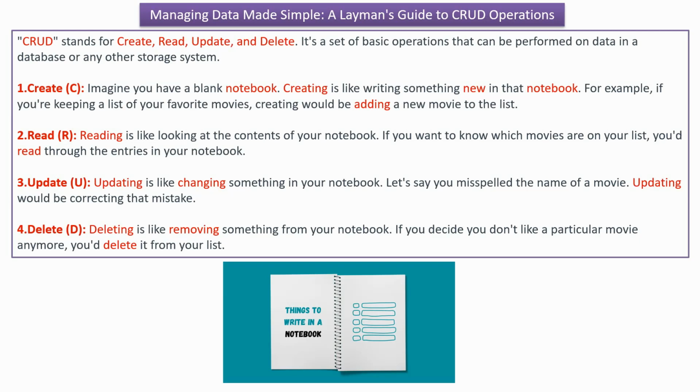Reading is like looking at the contents of your notebook. If you want to know which movies are on your list, you would read through the entries in your notebook. The third one is update. Updating is like changing something in your notebook. Let's say you misspelled the name of a movie. Updating would be correcting that mistake.